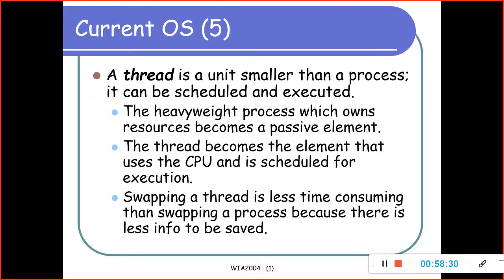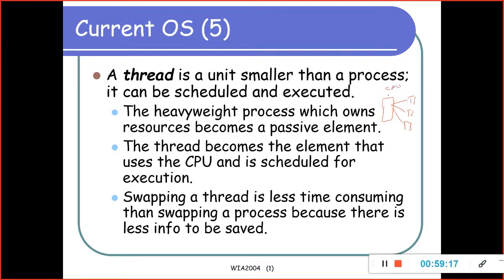So again, a thread, as I mentioned before, is a unit smaller than a process that can be scheduled and executed. The heavier process which owns resources becomes a passive element. And the thread becomes the element that uses the CPU and is scheduled for execution. Swapping a thread is less time consuming than swapping a process because there is less info to be saved. So you have a big process, chunks of a big process. You can break it into several threads. The thread becomes the element that uses the CPU and is scheduled for the execution.